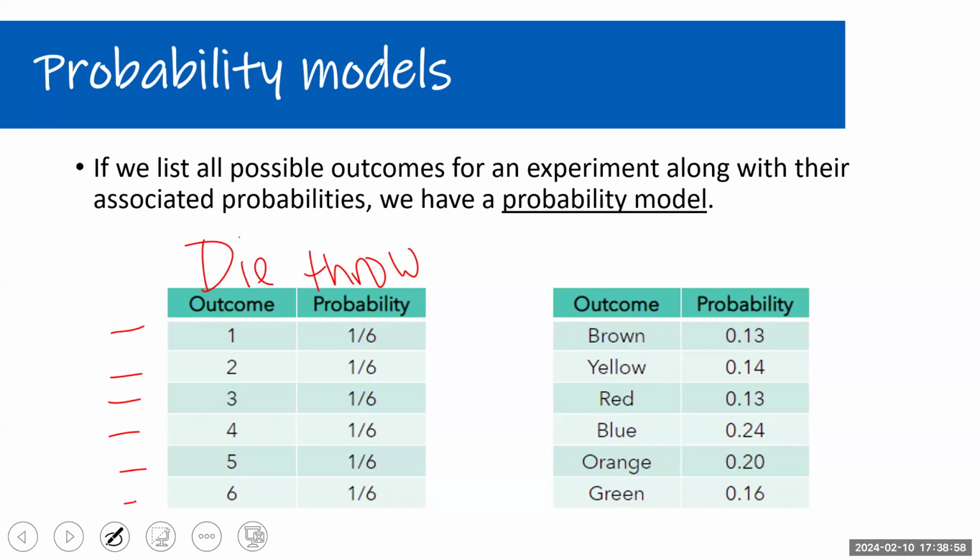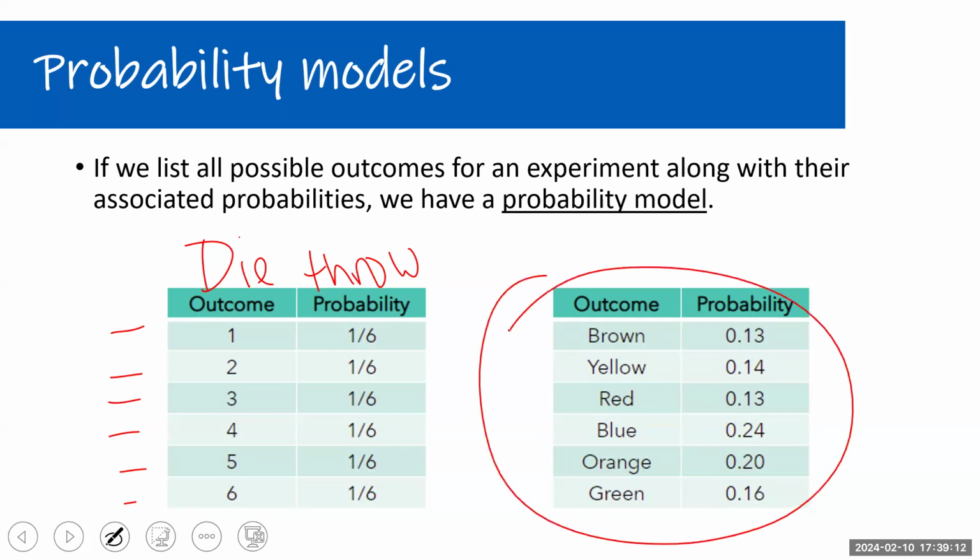Our textbook gives an example of candies. I don't know if it's M&Ms or something similar, but it says, okay, well, let's say that the probability you select a brown is 0.13, a yellow is 0.14, and so on. This is a probability model over here for the candies. The idea here is that you are listing all possibilities and you're listing their probabilities. Now, I'm not asking you to calculate these probabilities right now. They have given those to us. We just are representing them in a probability model.